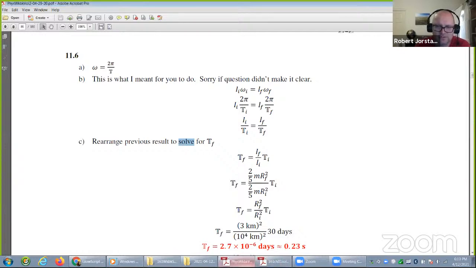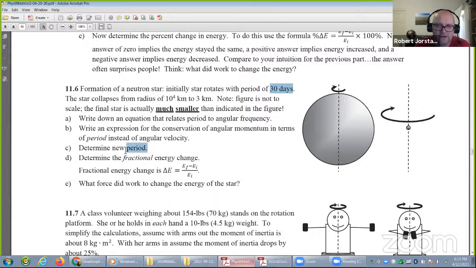All right, so what are we doing here? Just to be clear, I figured out the new period using conservation of angular momentum. Now, I could also get the fractional change in energy. Let's take a look at that.